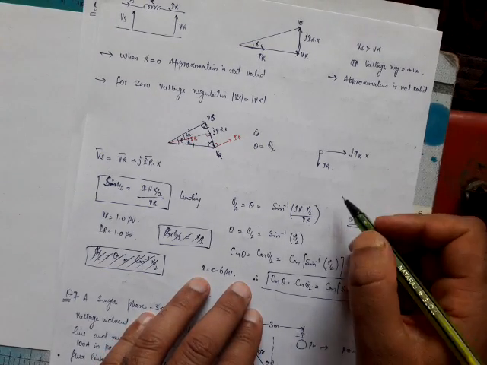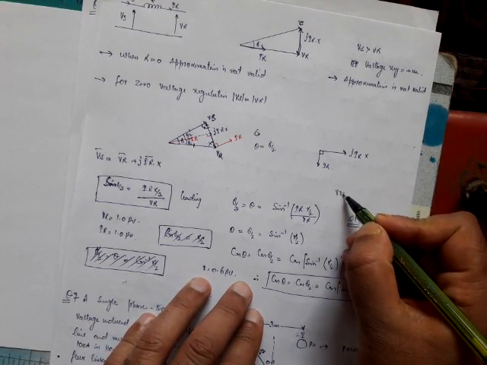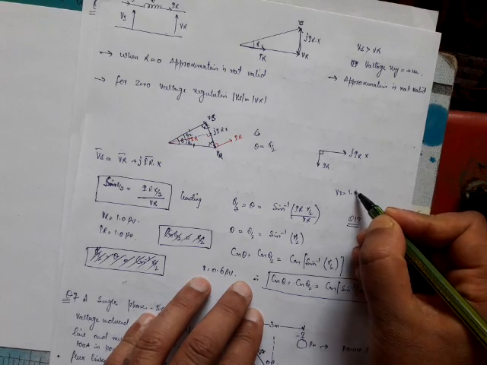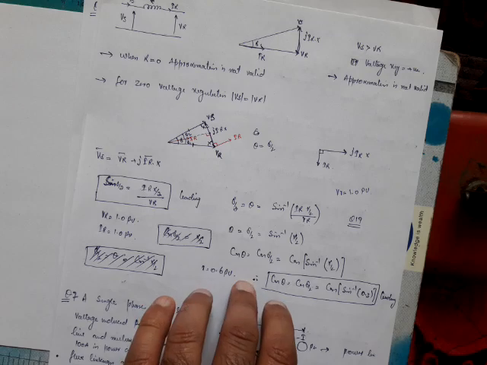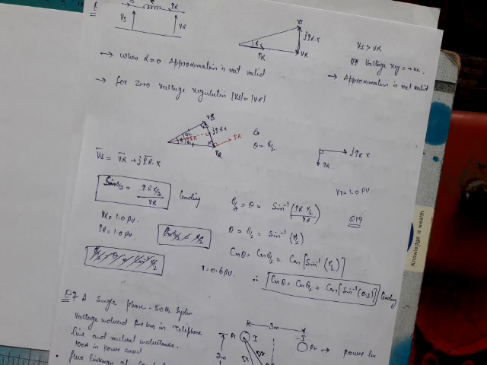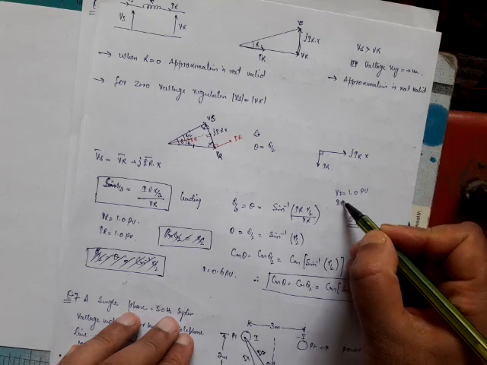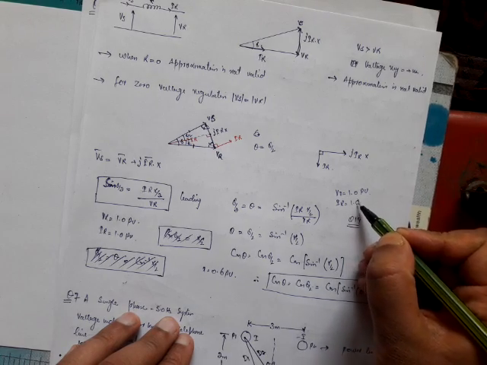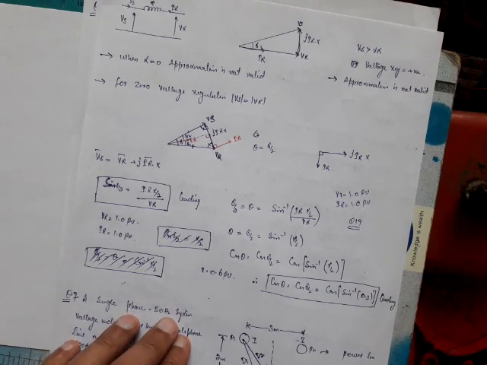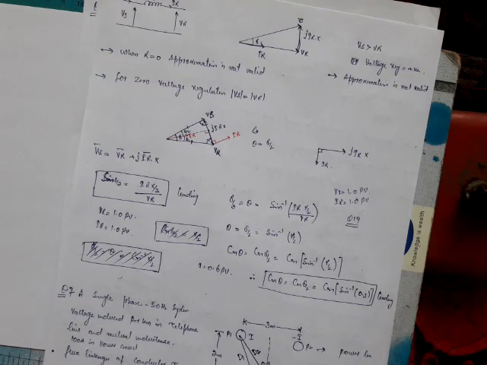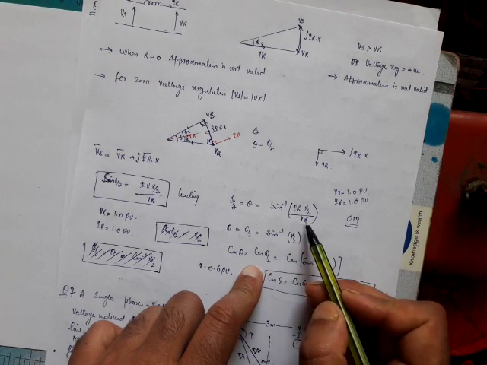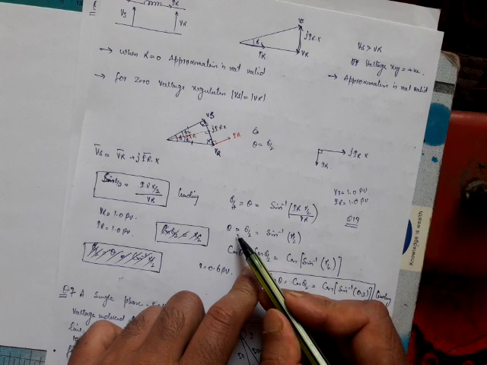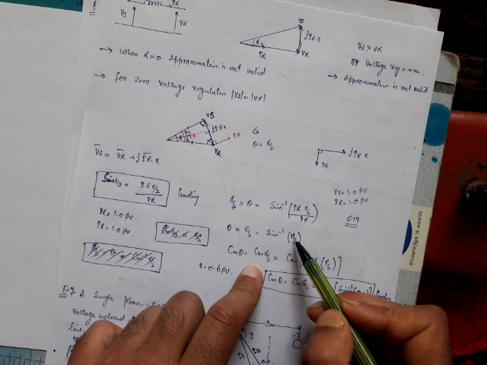That means VR was given to be equal to 1.0 per unit, and when VR is equal to 1.0 per unit and we are calculating the voltage regulation at full load, IR is also equal to 1.0 per unit, because at full load current this IR is taken to be 1.0. When IR is equal to 1.0 and VR is equal to 1.0, this theta, which is delta by 2, is equal to sine inverse of x by 2.